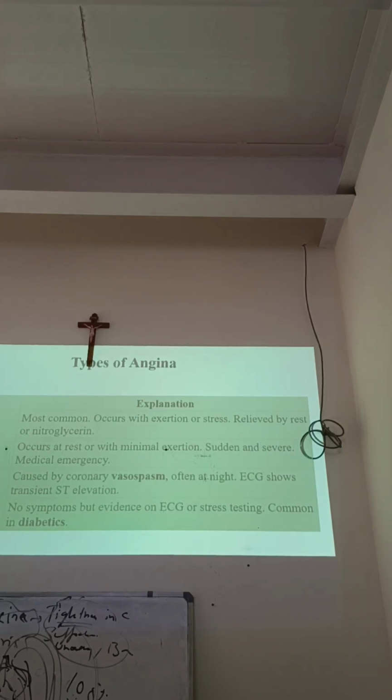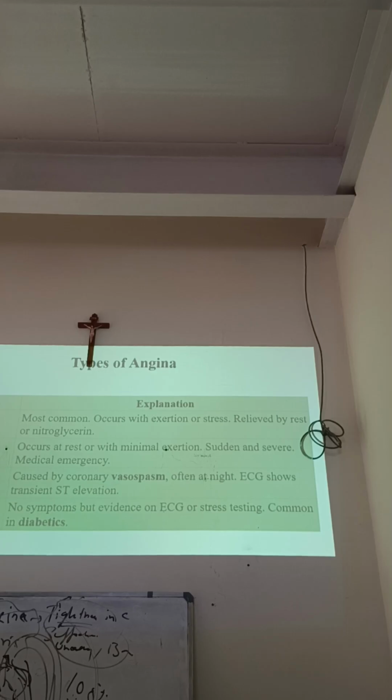The variant angina, also called Prinzmetal angina, is due to coronary vasospasm. The coronary blood vessel goes into vasospasm and it usually occurs at night. ECG shows ST elevation. You want to learn ECG, so see what ST is. Silent angina has no symptoms, but ECG shows evidence. This is common in diabetics.